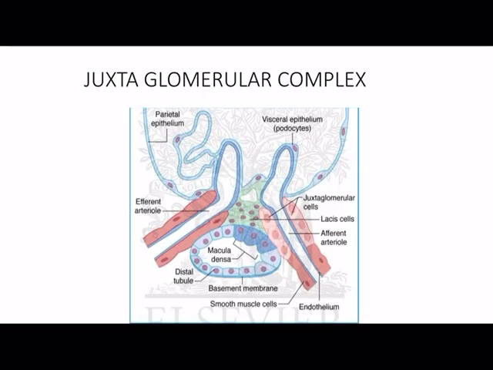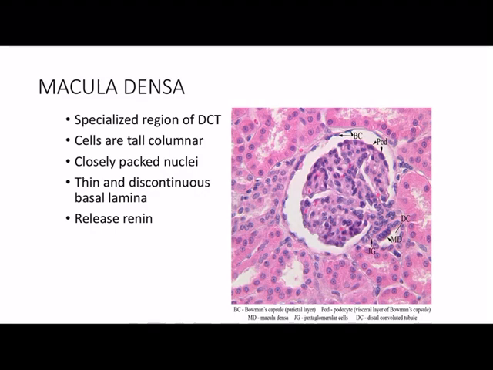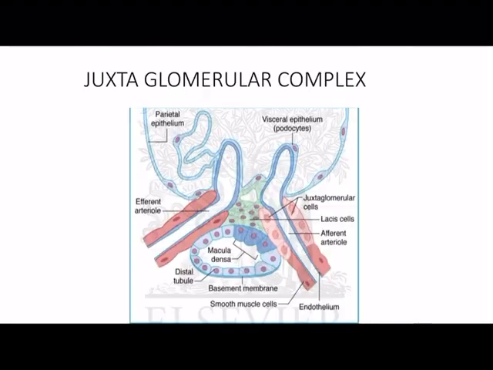So here you have now your juxtaglomerular complex. Remember the vascular pole of your glomerulus. The vascular pole is where your afferent and efferent arterioles come in. So this is where your juxtaglomerular complex is. In the juxtaglomerular complex, you have your macula densa, your juxtaglomerular cells, and your Lacis cells.